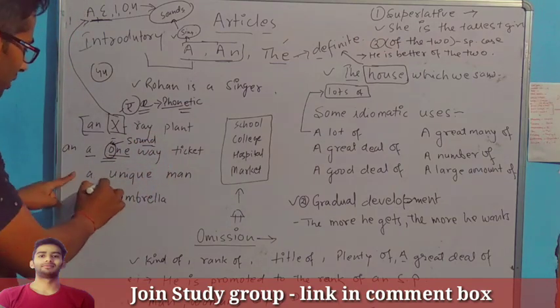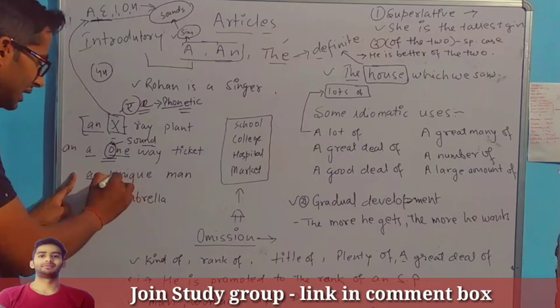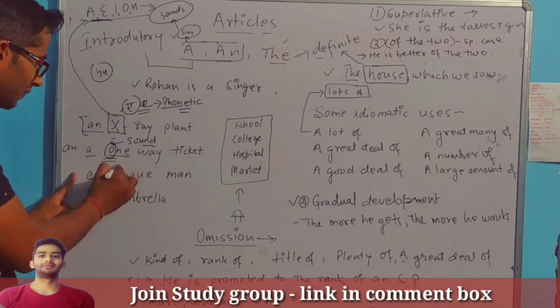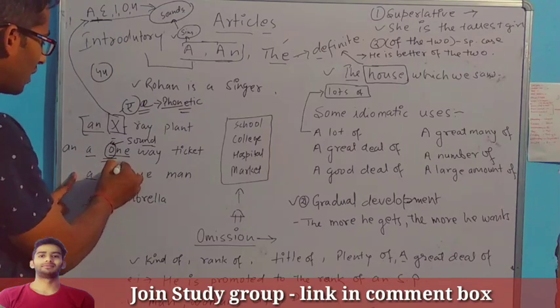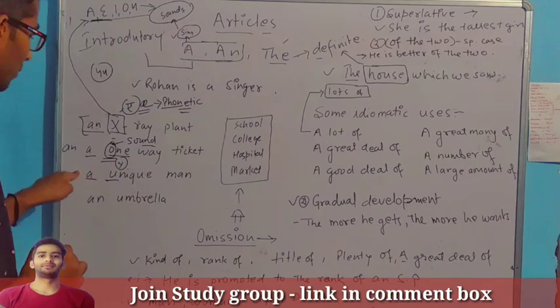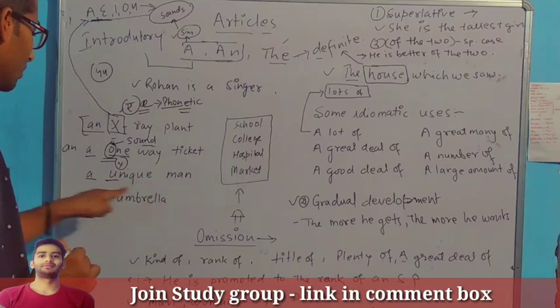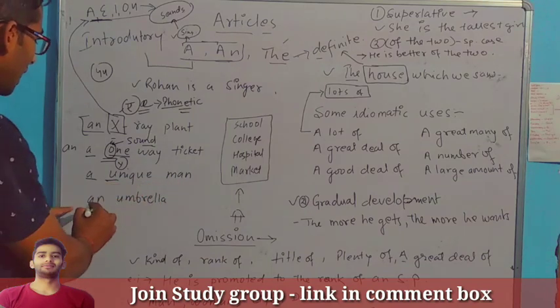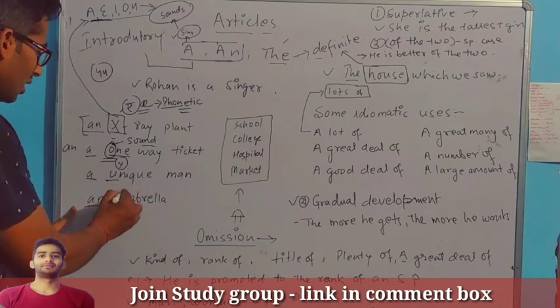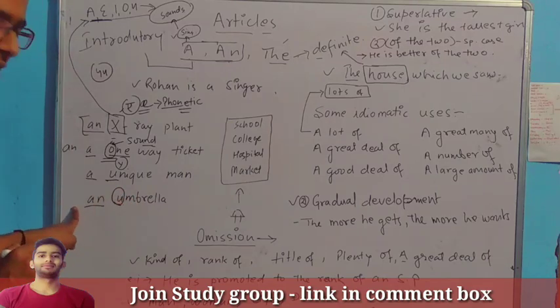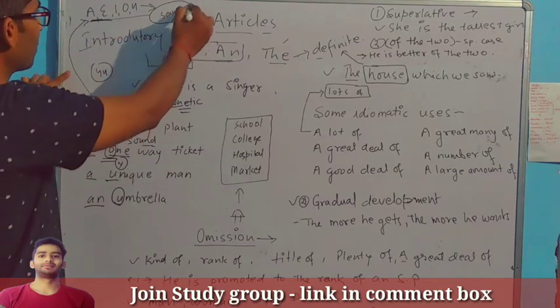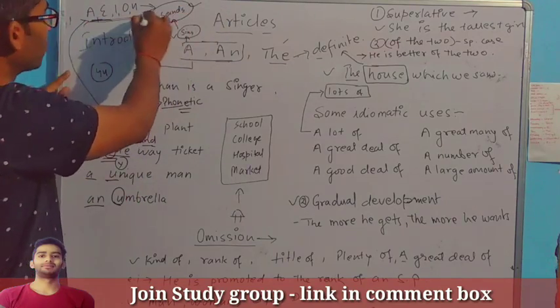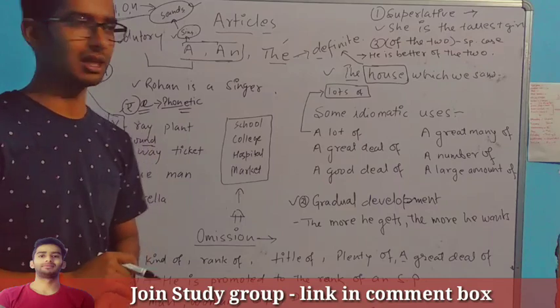Now let's come to another one. A unique. It gives the sound of unique, the Y sound. So a unique man. An umbrella, an umbrella. All right. So hopefully you got the idea that we have to focus on the sound, not the actual letter in English.